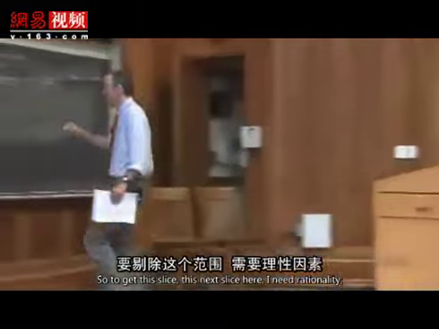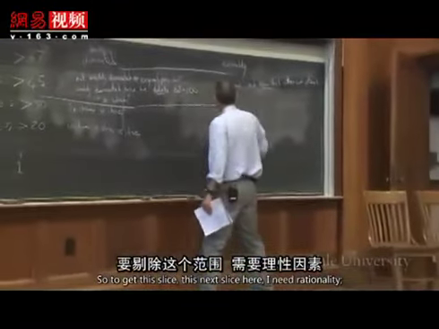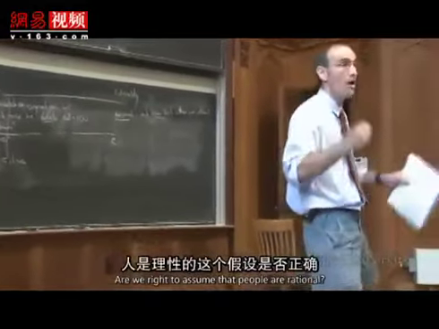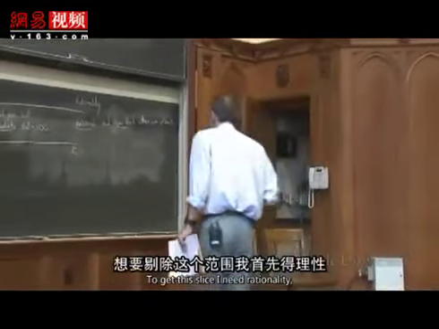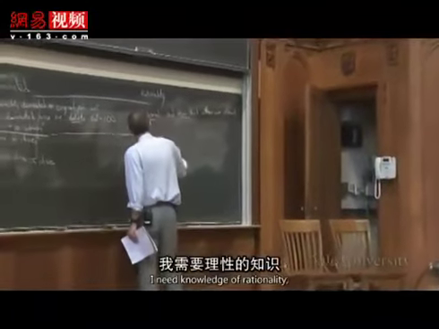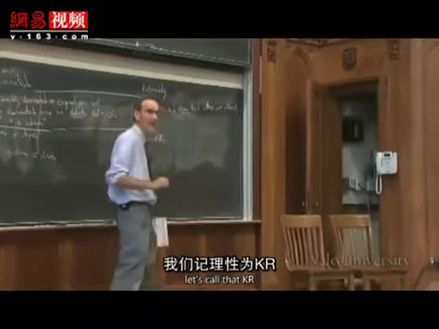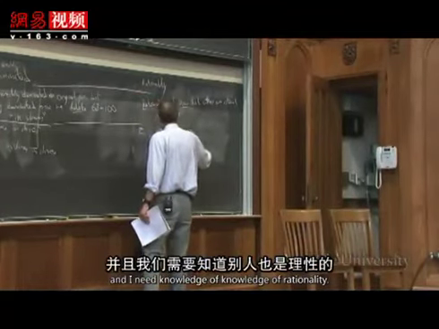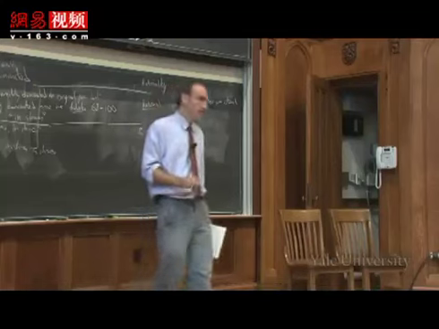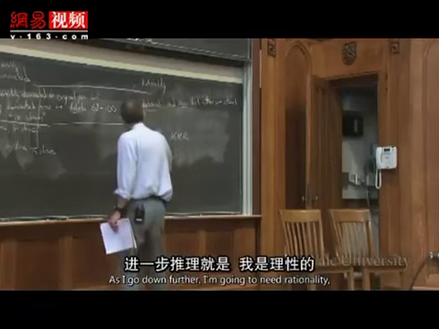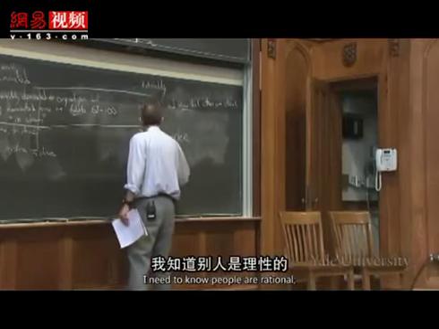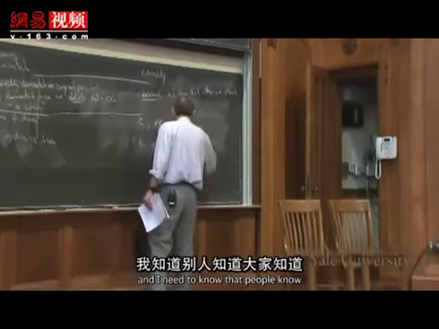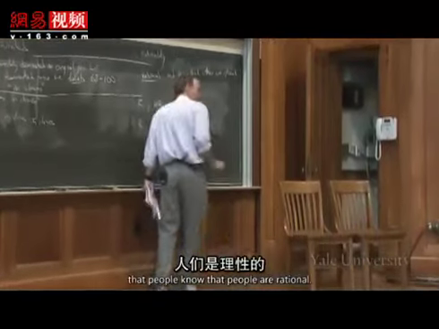All right, so to get this next slice here, I need rationality. As some of you know, that's widely criticized in the social sciences these days. Are we right to assume that people are rational? But to get this slice, I need rationality. I need knowledge of rationality. Let's call that KR. And as I go down further, I'm going to need rationality. I need to know people are rational. I need to know that people know that people are rational. And I need to know that people know that people know that people are rational.